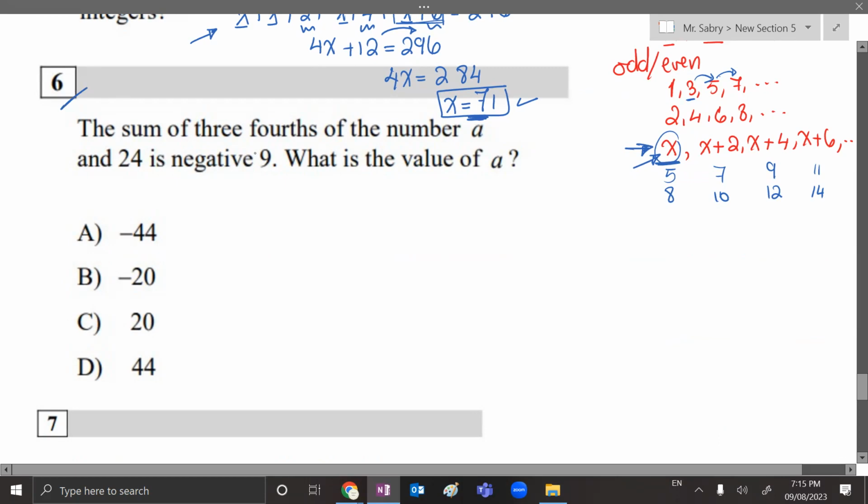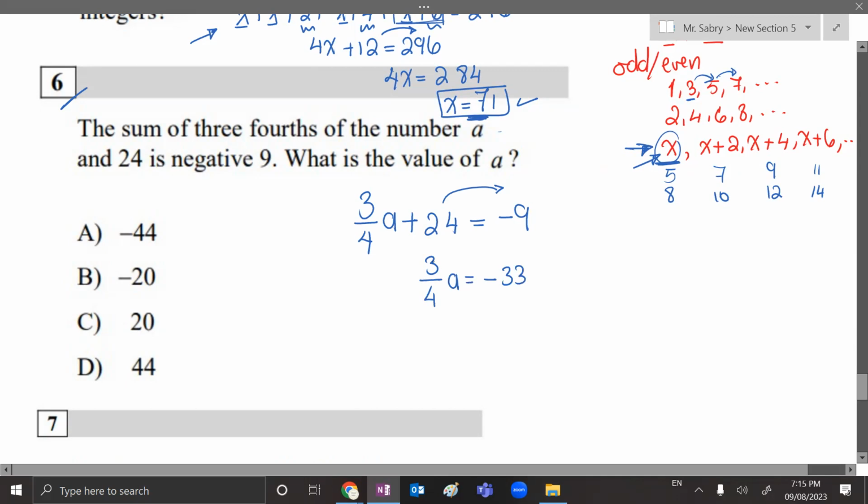Number 6 says the sum of 3/4 of the number A and 24. 3/4 means 3 over 4 of the number A and 24. So the sum of 3 over 4A plus 24 equals negative 9. What is the value of A? I'll move the 24, which will become negative 33.